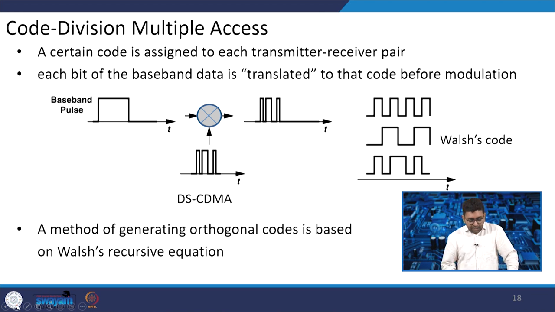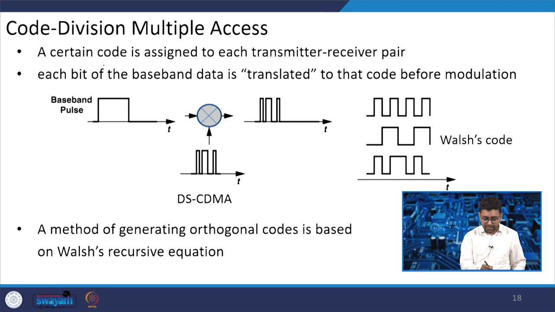Third, which is also widely used, is code division multiple access. TDMA and FDMA have certain limitations. You cannot assign time and frequency to many users, so there is a limitation on the number of users. But CDMA, this multiple access technique initially given by Qualcomm, is nowadays widely used in our mobile communication. We are using codes which are orthogonal to each other.